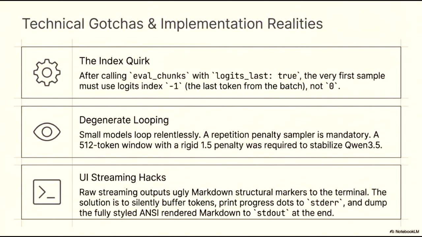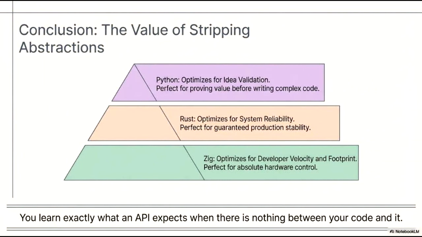In conclusion, we can see the immense value in strategically stripping away abstractions, depending on the specific goals of a project. At the top of our hierarchy, Python optimizes for rapid idea validation, serving as the perfect environment for proving value before investing in more complex codebases.